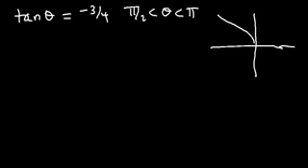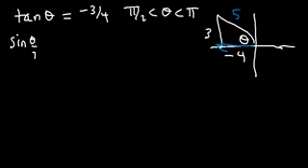So in quadrant 2, x is negative and y is positive. The opposite side is 3. The adjacent side is 4, but negative because it's going to the left. And the hypotenuse this time is 5. Okay, so now let's find sine theta over 2.